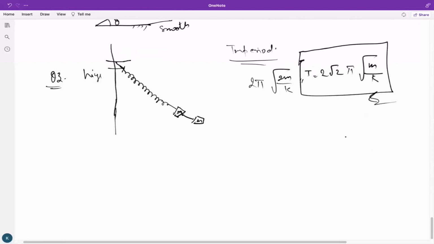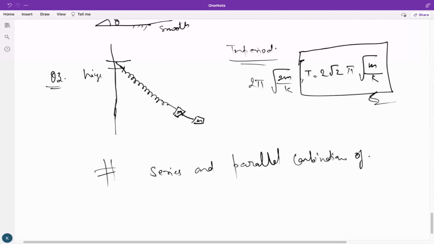Now in the next class, we are going to discuss series and parallel combinations of springs. Actually, we derived some formula in it.